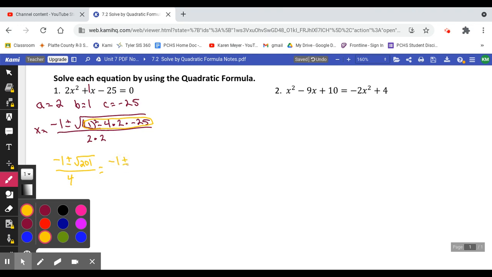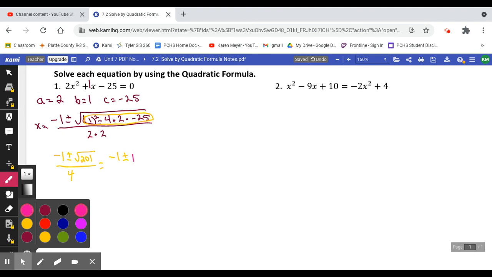Okay, so now let's do the square root of 201 on your calculator. So hit your square root button, type in 201, and then we're going to get a decimal, and I'm going to round the decimal to the hundredths. So that's 2 places after the decimal point. So that would be 14.18.